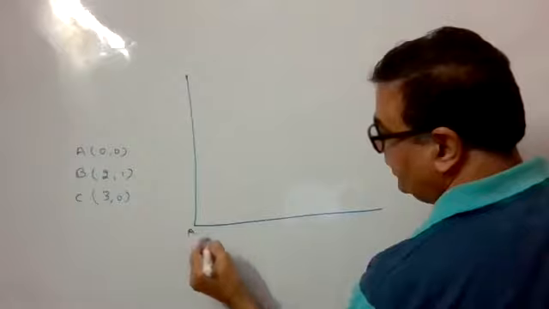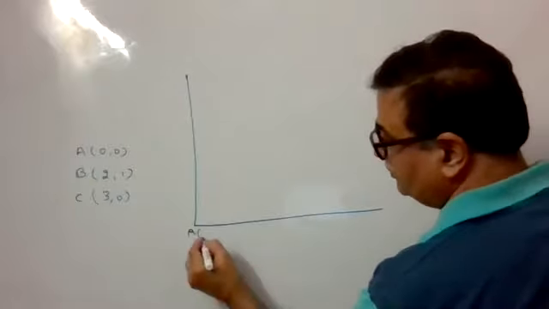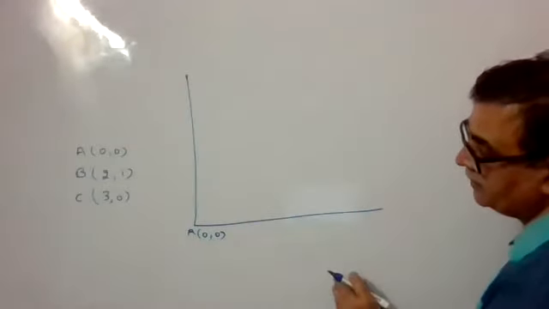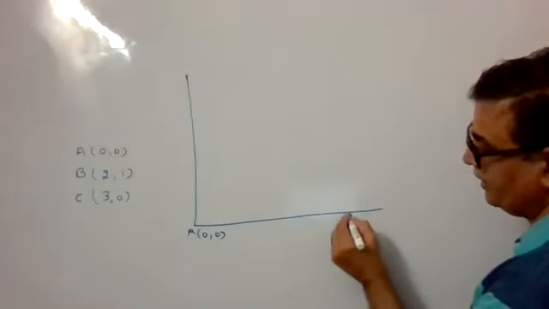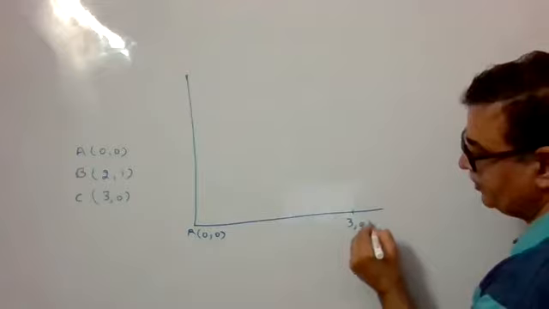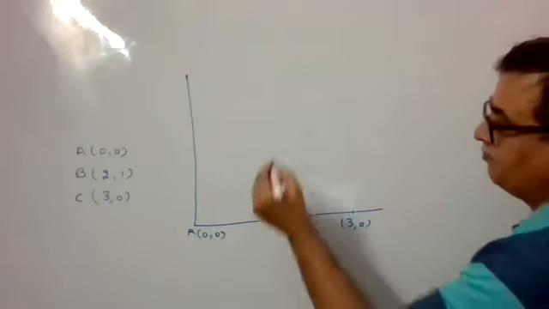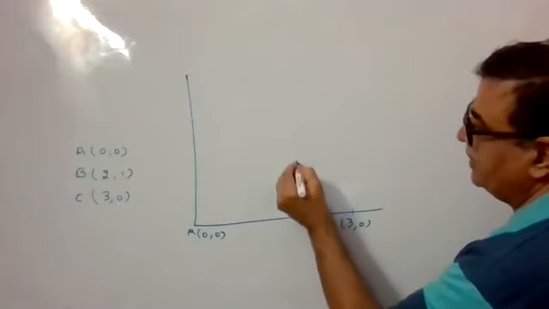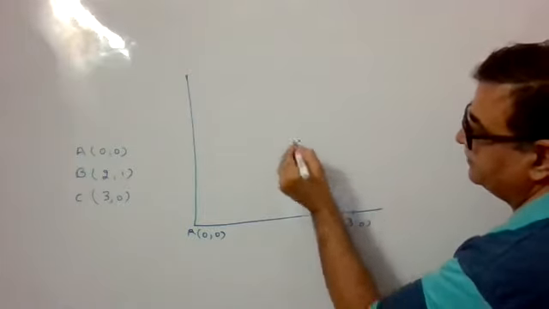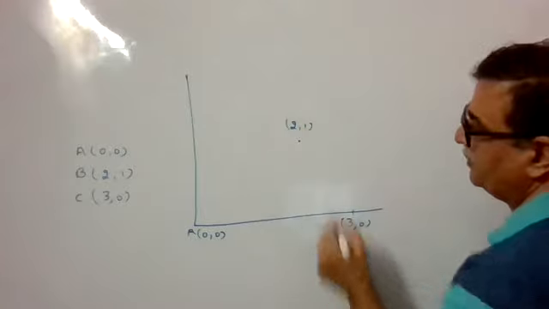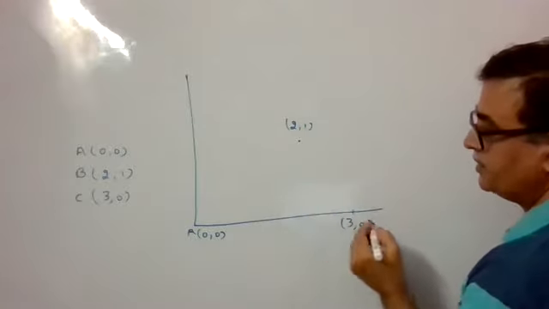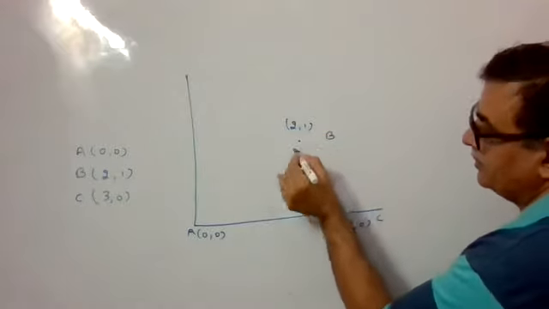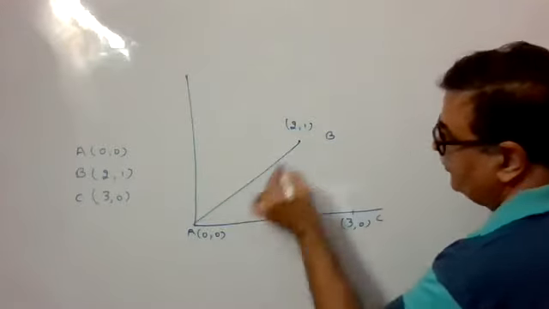This is point A given in this case, it is 0, 0. Second point C is given 3, 0. B comes 2, 1. So 2 comes somewhere here, 1 comes somewhere here. This is point C here, and this is point B. So this is the triangle we have.